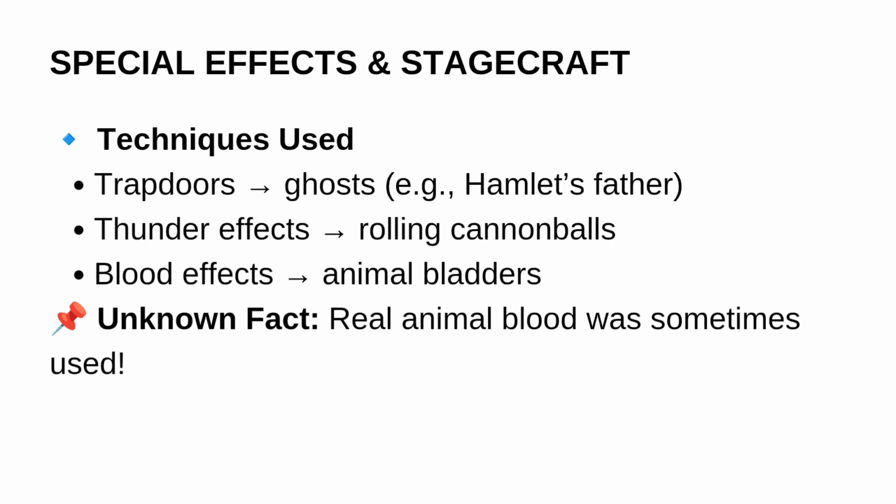Next, thunder effects. Since there were no sound systems, theatres created thunder by rolling cannonballs or heavy objects backstage. This produced a loud rumbling sound, adding intensity to storm scenes and supernatural moments. Then, blood effects. To show violence realistically, actors used animal bladders filled with blood. These would be burst at the right moment to simulate bleeding on stage. An interesting and lesser-known fact is that sometimes real animal blood was used. This made the scenes more shocking and vivid for the audience.